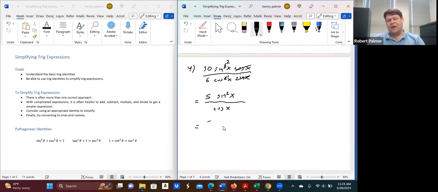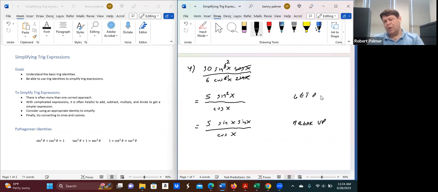Let's write this as 5 times the sine of x. Of course, the sine squared means the sine of x times itself. Here we have cosine of x. Okay. Now what I'm going to do is I'm actually going to break this up. Let's say I want to get rid of the denominator. I didn't want any denominators.